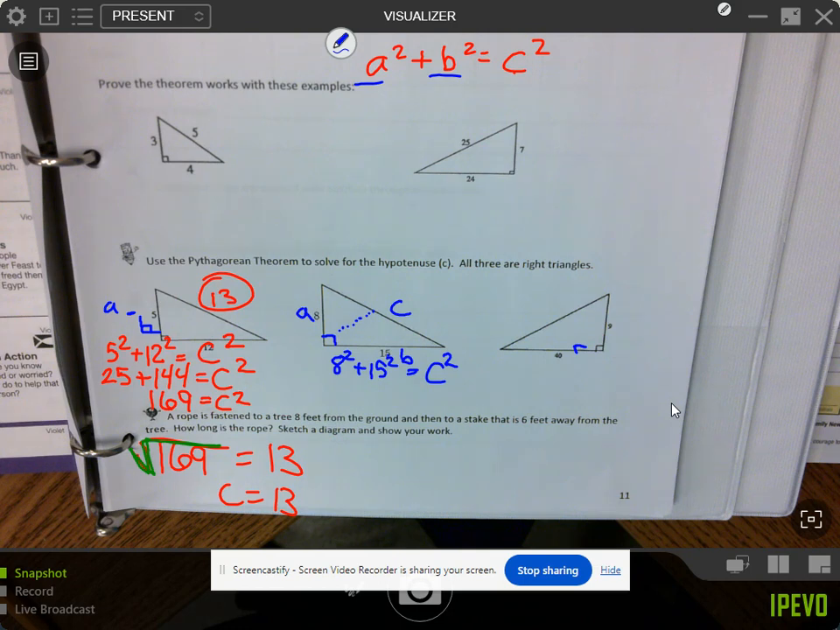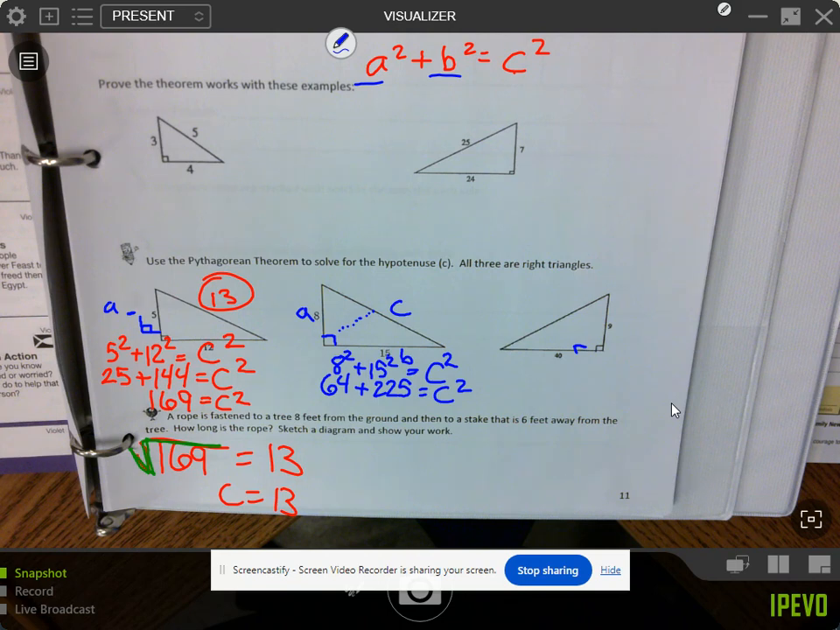Okay, so hold on. Let me write that out. 8 squared is 64 plus 15 squared, which is 225. That equals C squared. So my next step is writing out what those squares are.